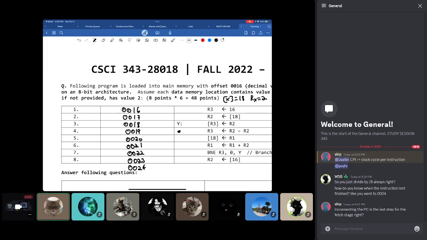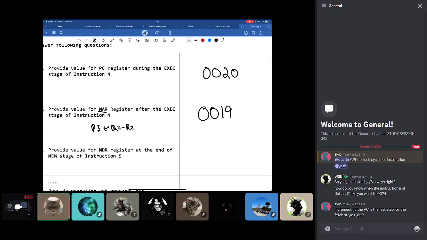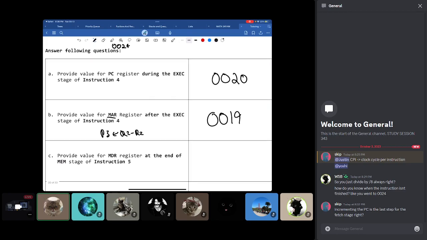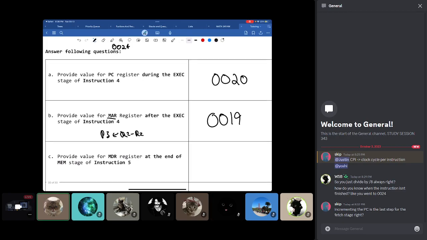Does that make sense? Yeah, okay, that makes sense, but why the instruction? You wrote the instruction, or is that the next one? Yeah, I was saying if it said provide value for MDR register, then it'd be the instruction. Because we take the instruction from main memory, put it into MDR, and then from there we put it to IR to be executed. But originally it was an MDR, right? And MDR holds that instruction.